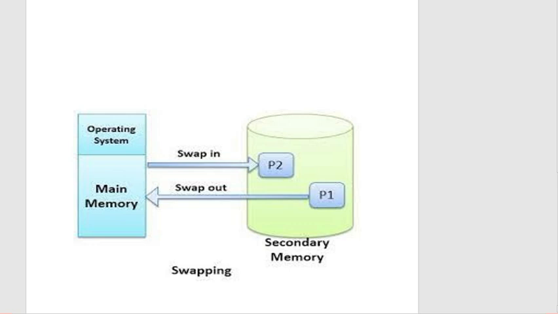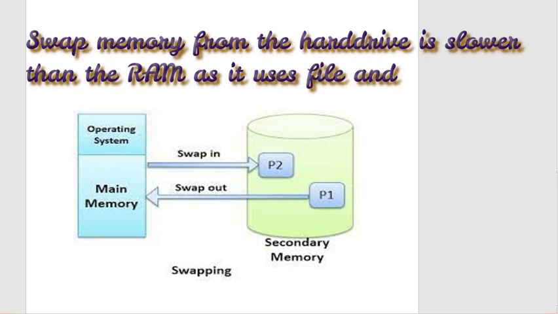You have to remember that swap memory from the hard drive is slower than the RAM as it uses a file or partition. The RAM is always very fast.